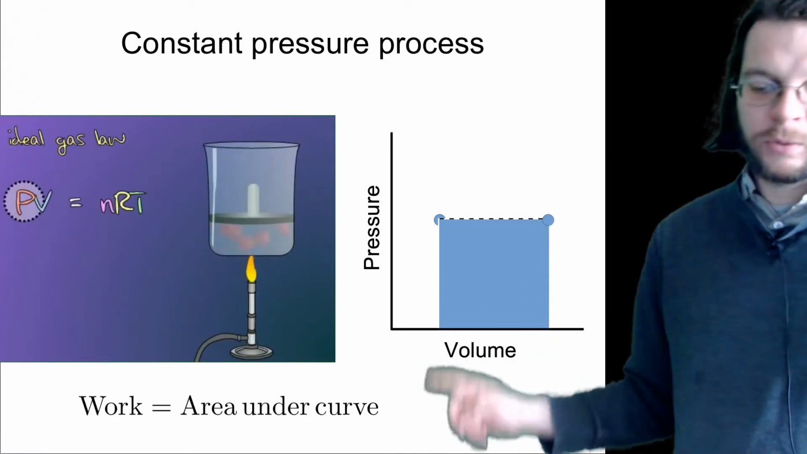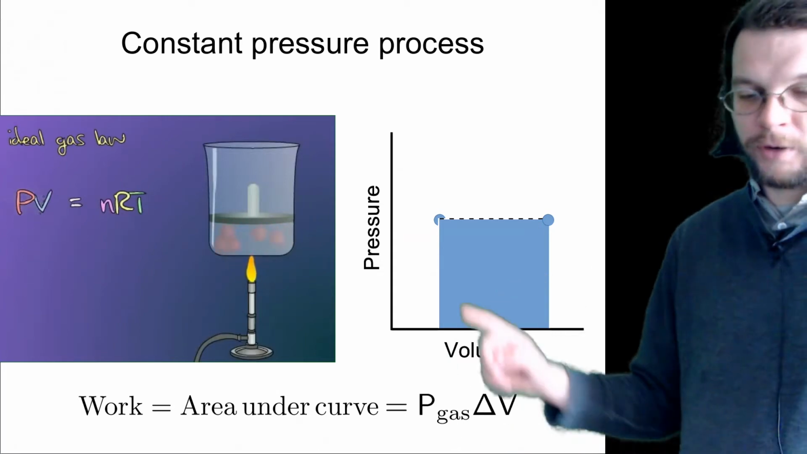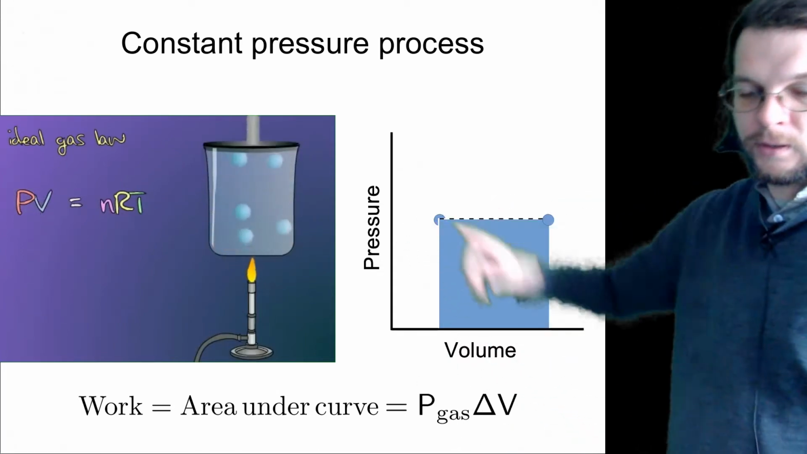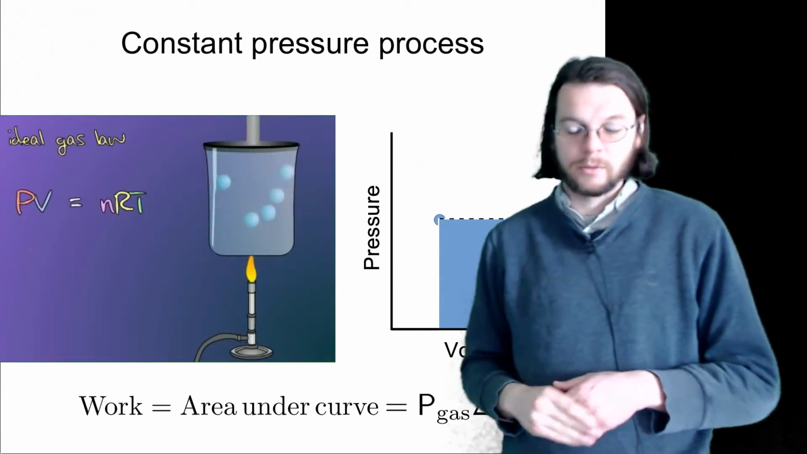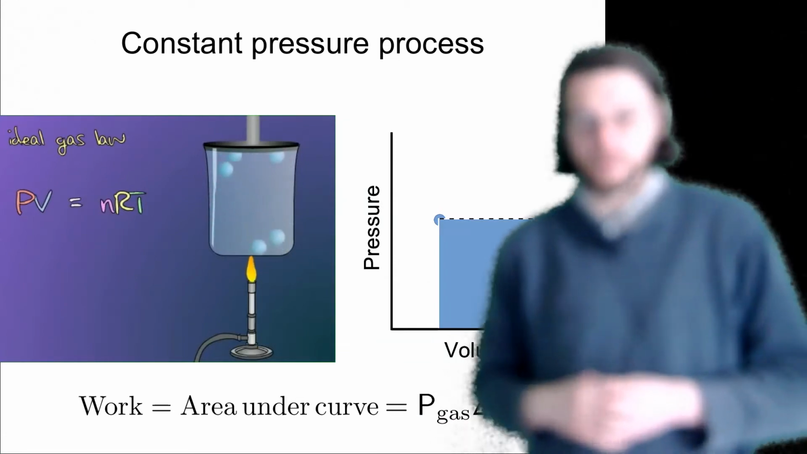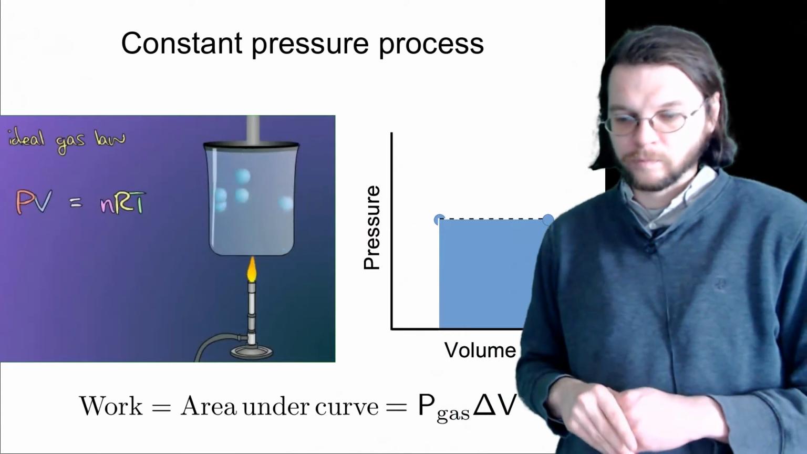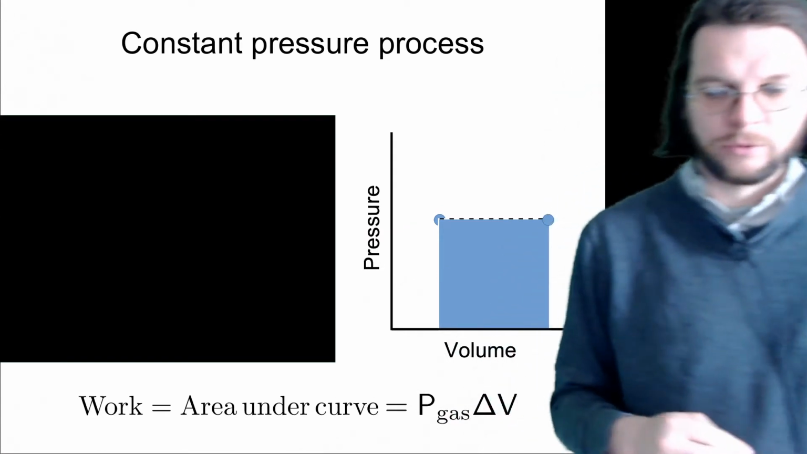Well, the work that's done, if I take the area under the curve, it's just the pressure of this gas, the constant pressure of this gas here, times the change in volume here. That gives me the work that's done. And so the same approach with the spring works here, which gives me the work done is the area under the curve. So I've shown you two or three different ways to arrive at that conclusion.